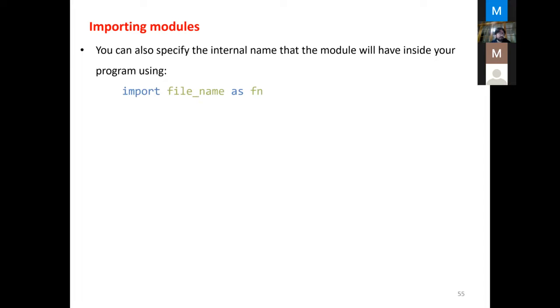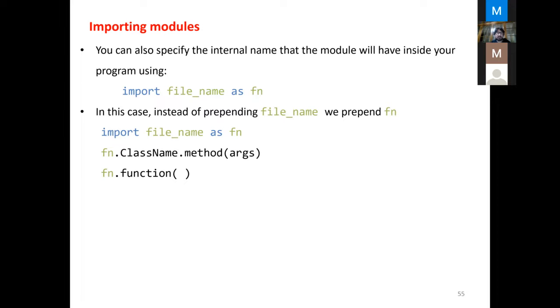You can also specify the internal name that you're going to use for the module that you're importing. For example, in this case, you import file name as fn. So instead of prepending file name, we will just have to prepend fn. So here it would be fn.classname.method, and the same goes for a function.